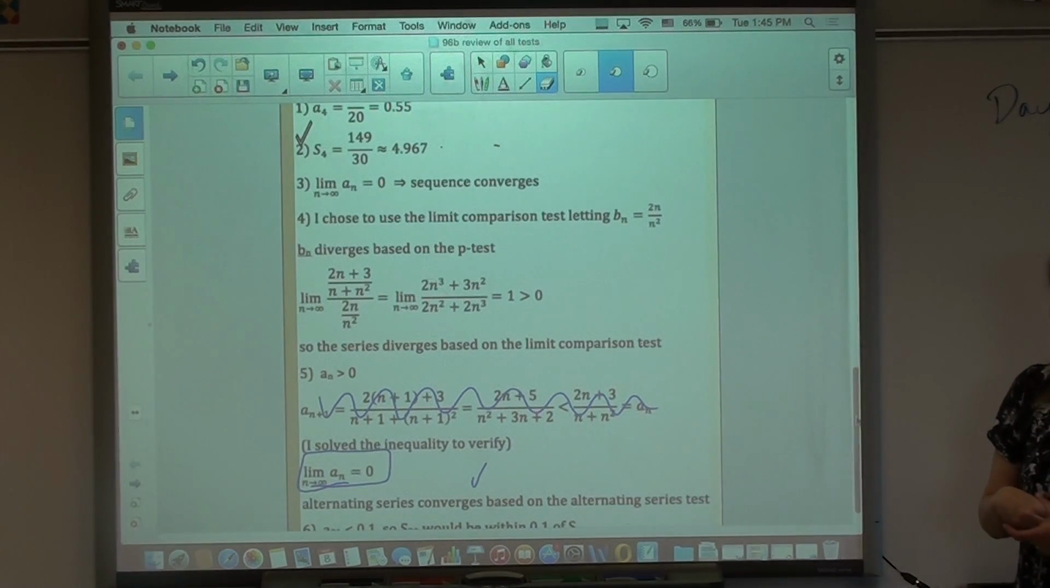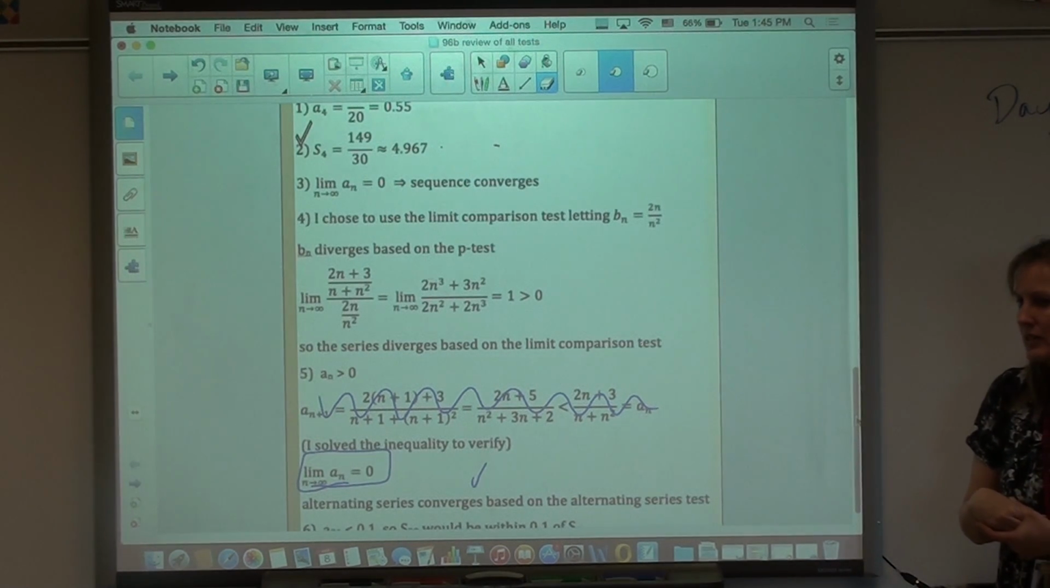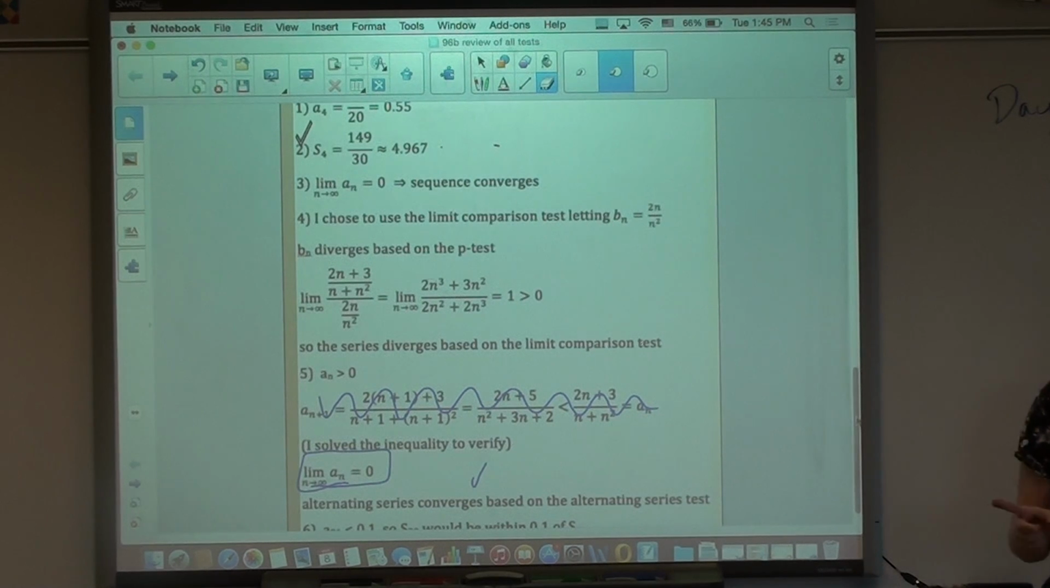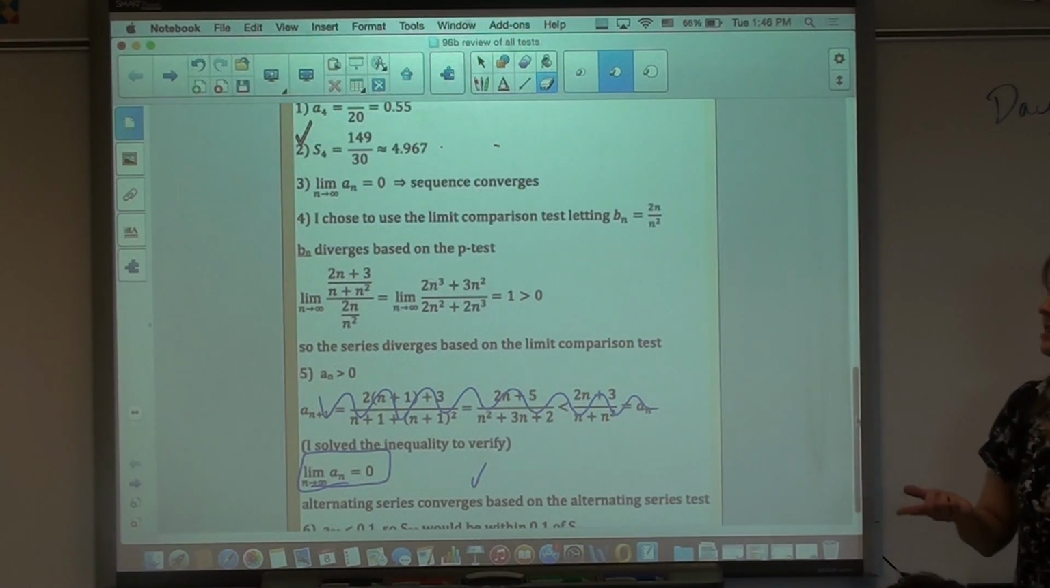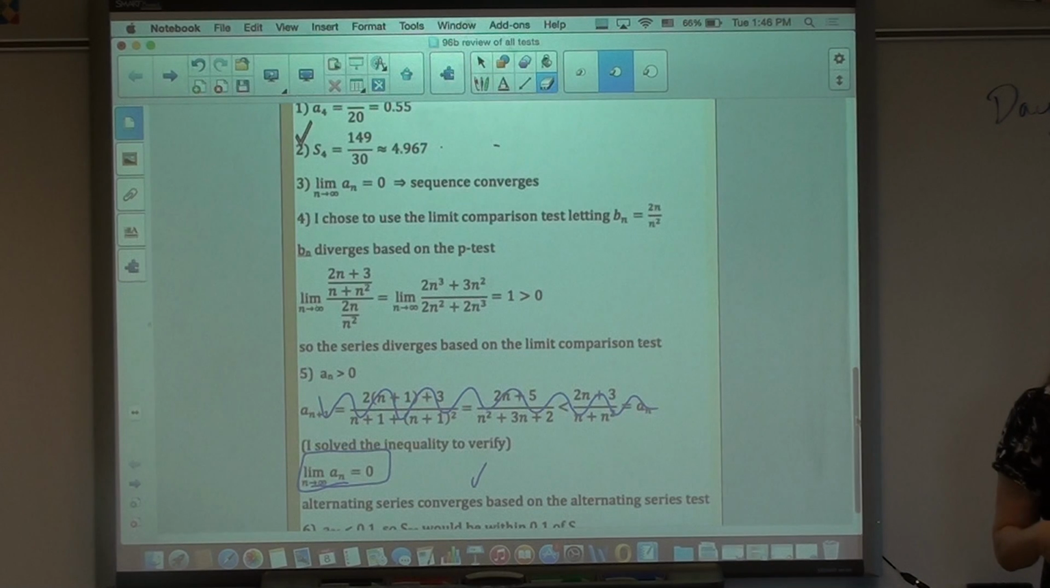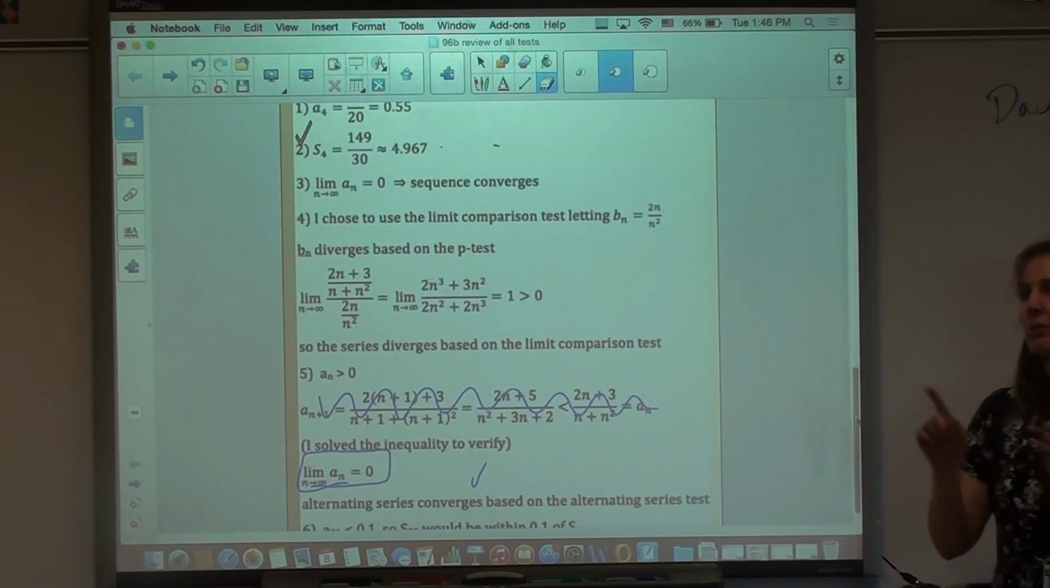All right? I saw some frowny faces. There's a lot of tests that use limits, and it's really easy to get them mixed up. So that's one of the goals for today, is to make sure we're all clear on which test does what, when to use each test, and what the results need to be for each test. That's what today is for, just one last test summary day before we jump in tomorrow with Taylor polynomials.